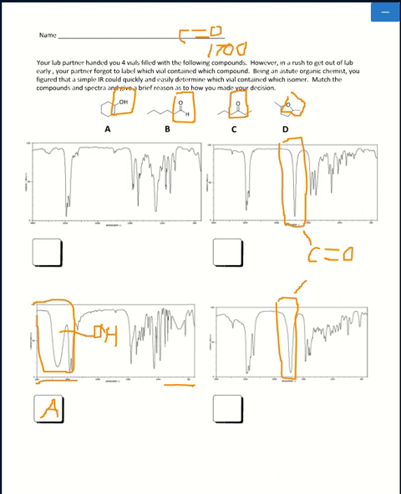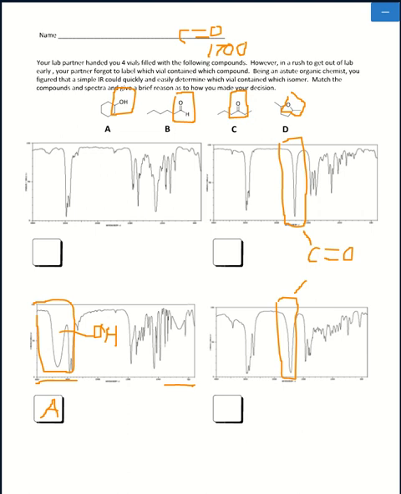Now, that leads to one problem: molecule B and molecule C both have carbonyls, yes, they both have C double bond O's. Therefore, which spectrum belongs to B and which spectrum belongs to molecule C?